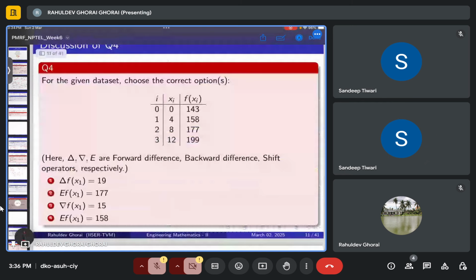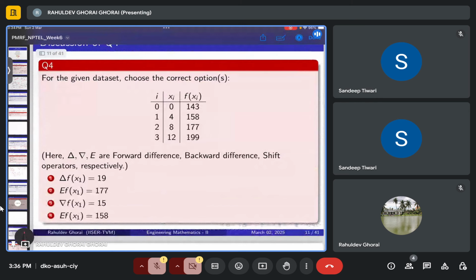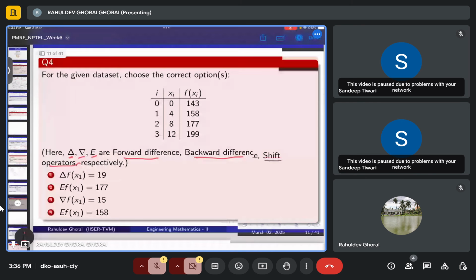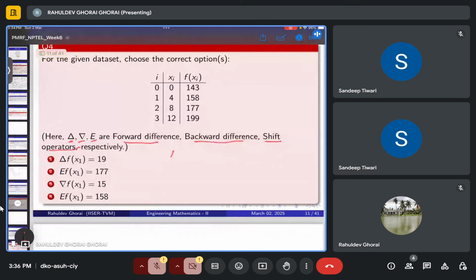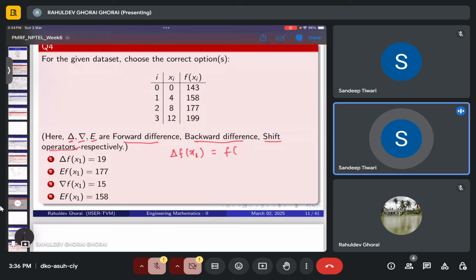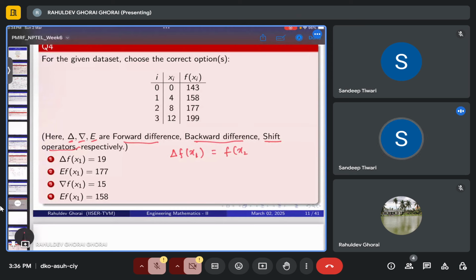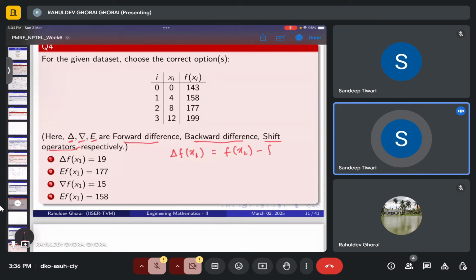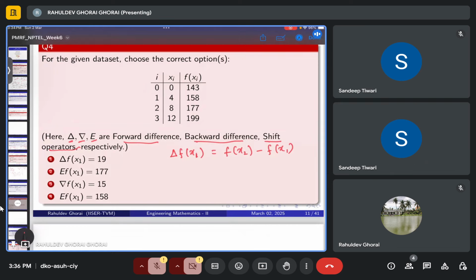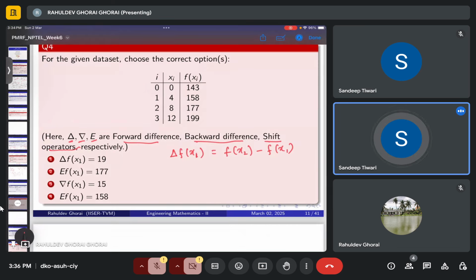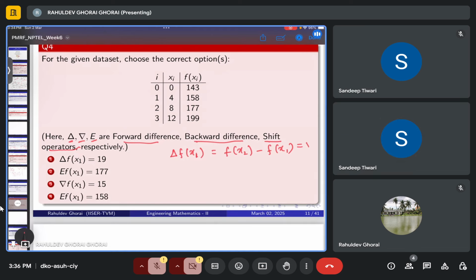Okay, so now we come to the data set. That's backward difference for backward, this is for forward, this is for shift operators. First this one: del f at x1 means forward, f of x2 minus f of x1. So that will be 15, right? But not 19, so this is not correct.